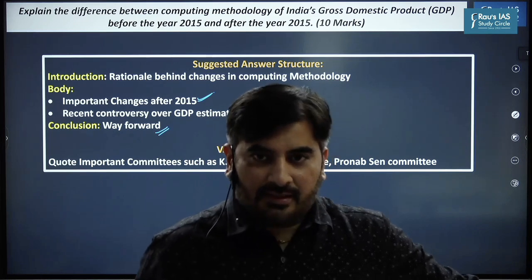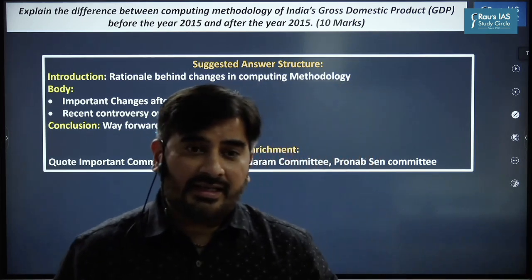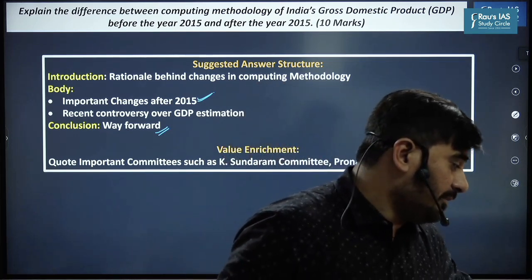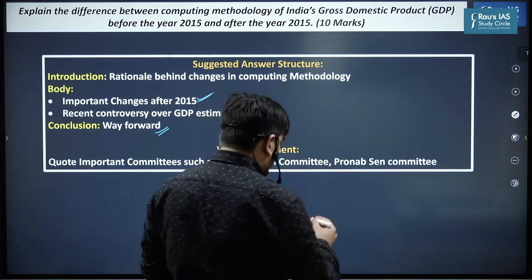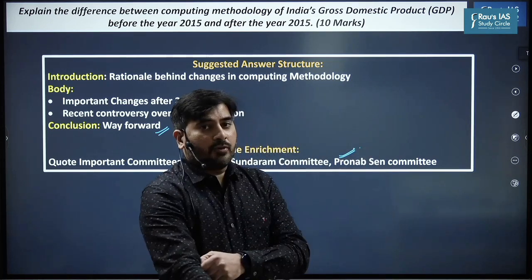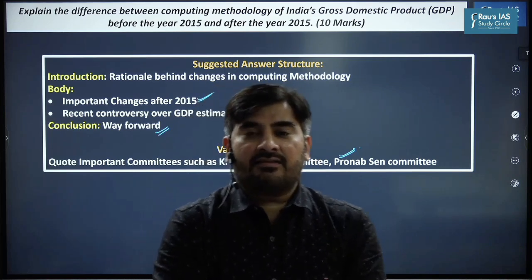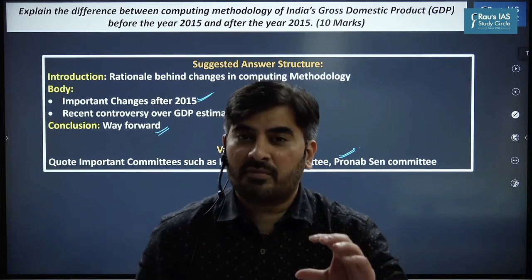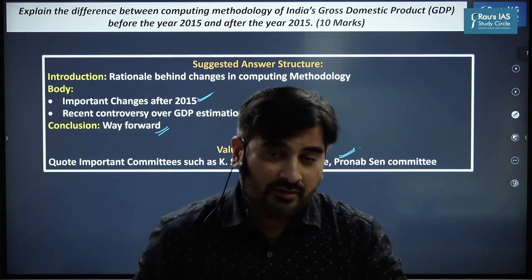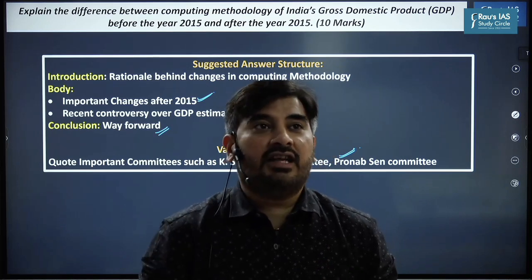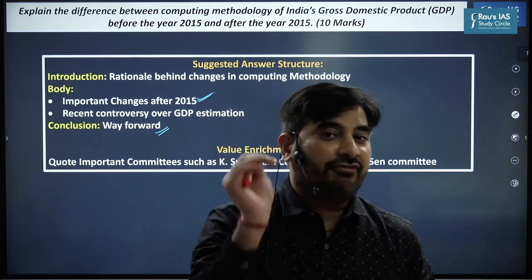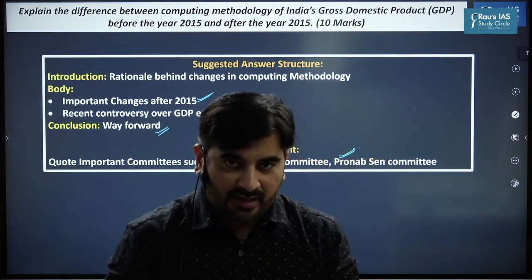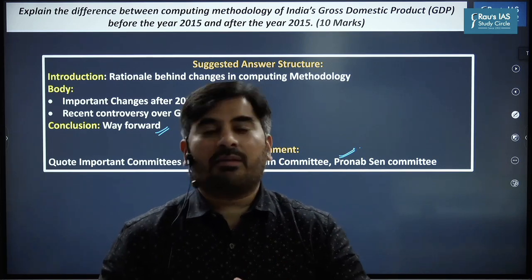See, after this controversy erupted that India is inflating the GDP numbers, the government then appointed a committee known as the Pranab-Sen Committee. The Pranab-Sen Committee has been asked to look into the entire gamut of issues related to the statistical system in India, including whether India is overestimating its GDP numbers, including whether there are any flaws in the GDP estimation methodology. So far, Pranab-Sen Committee has not submitted its recommendations.